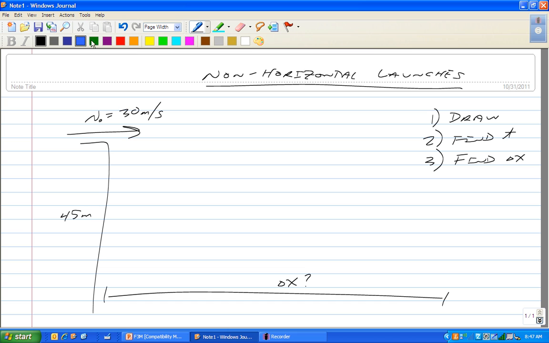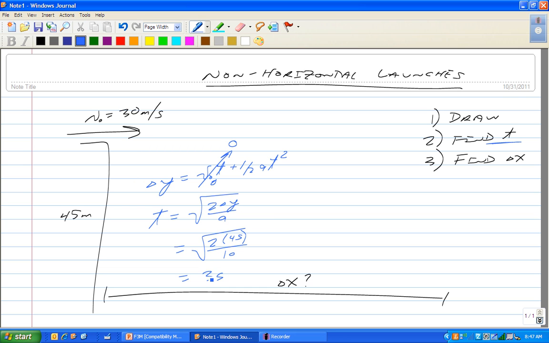And time is, of course, almost always dependent on the y component, because that's where the force is acting, right, vertically. And so we use delta y equals the initial velocity times time plus 1/2 the acceleration times time squared. And the vertical initial velocity is 0, so that goes away. And we do algebra to get square root of 2 delta y over a. So in this case, it's 2 times 45 divided by 10, which gives us a time of 3 seconds, right?